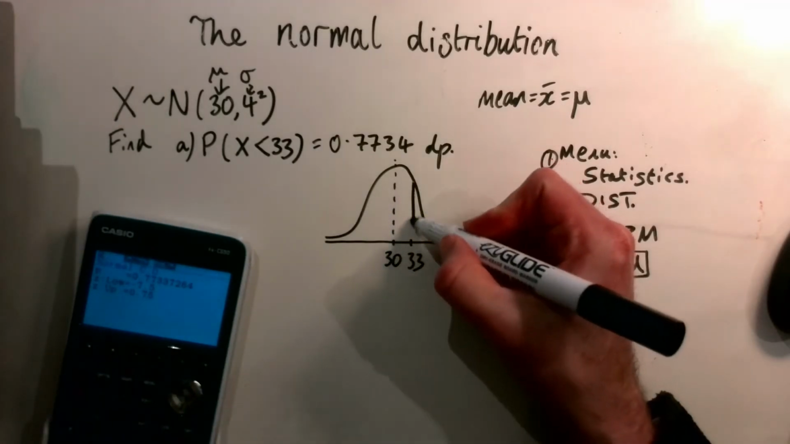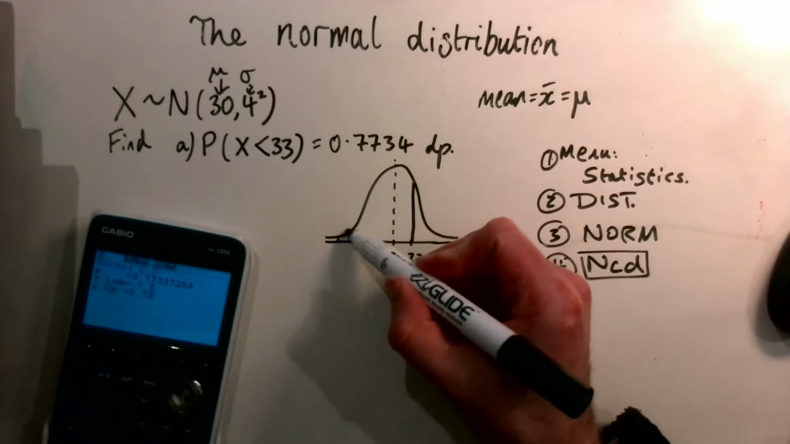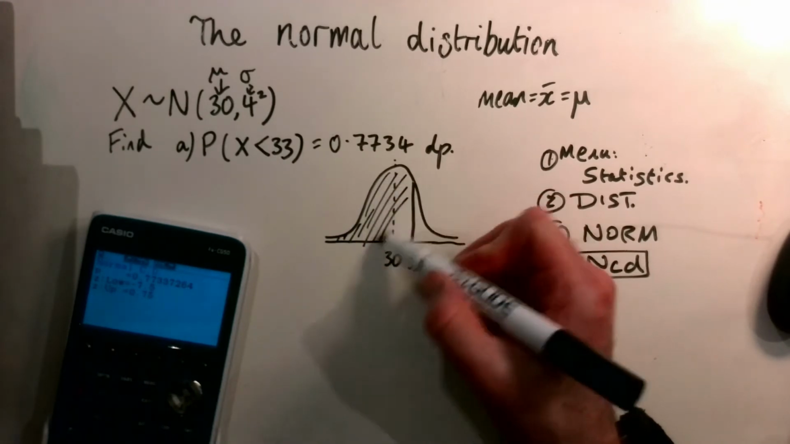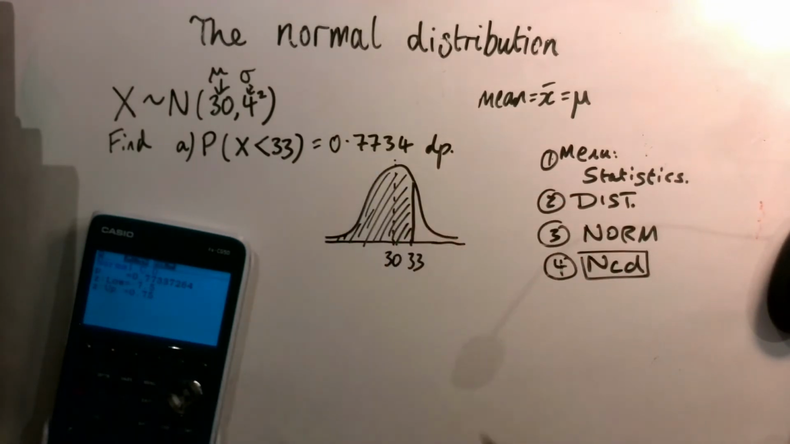And so 33 we can put in like that, and we're looking at this. So does 0.77, 77% seem reasonable for that? Yes, it does. So we're happy and we can move on.